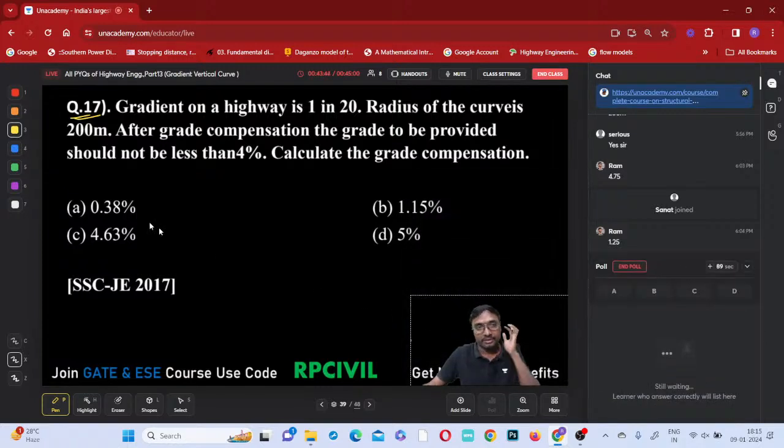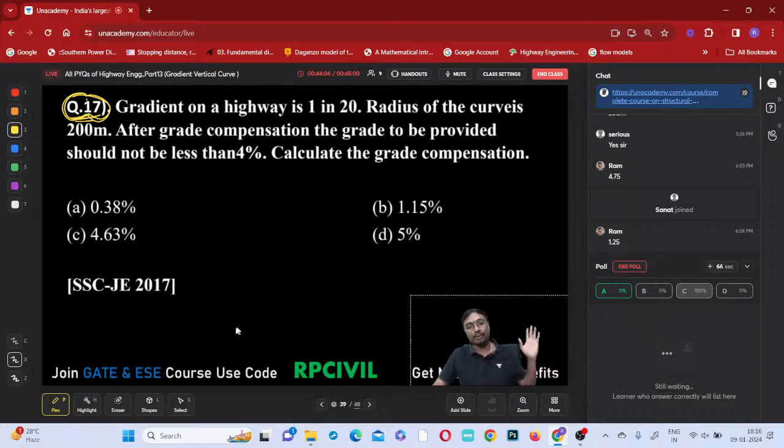17th question, try to answer. Yes, we'll see two more questions. I have uploaded only 20 questions in this PDF. We'll finish those questions 17, 18, 19, 20, and we'll close. That would be better. Round figure 20 will be completed. This is SSC JE 2017 question.